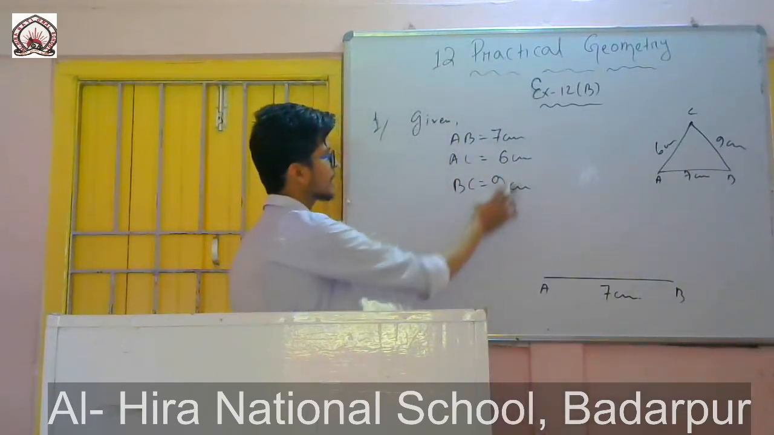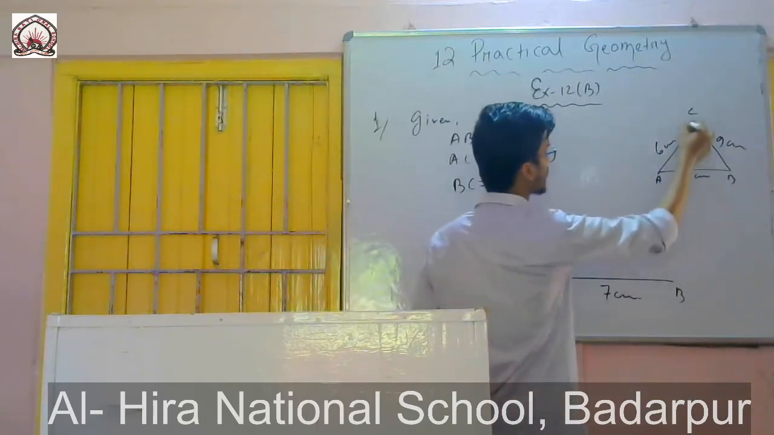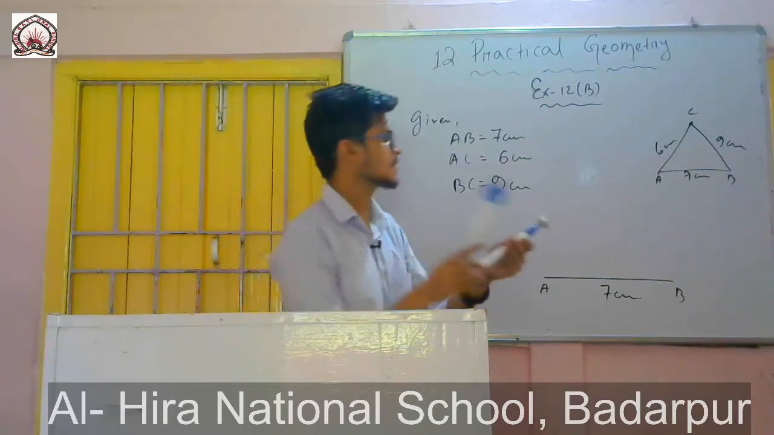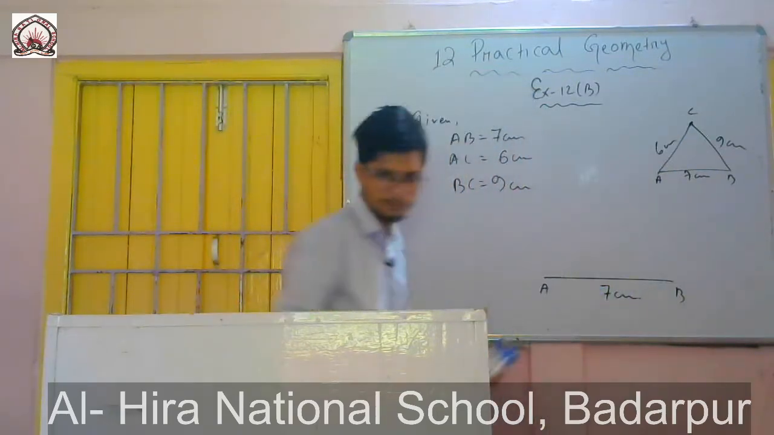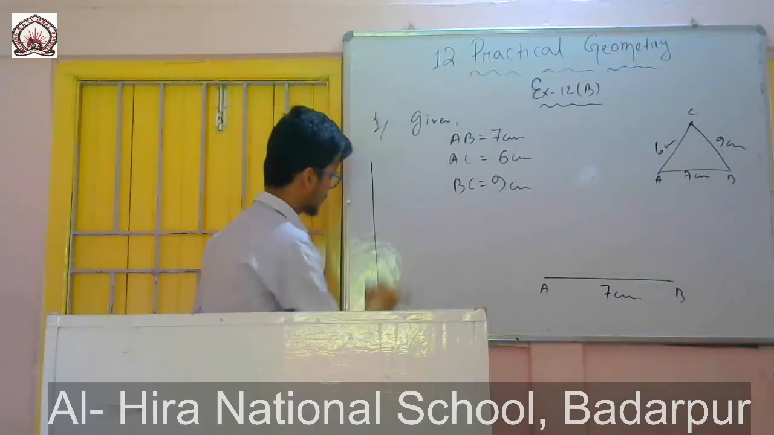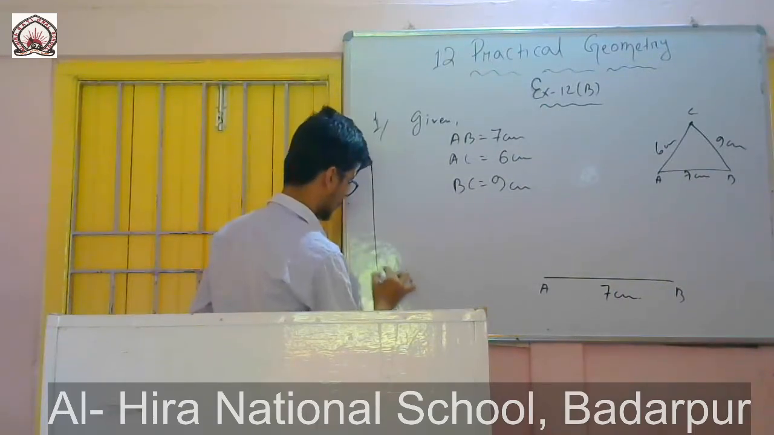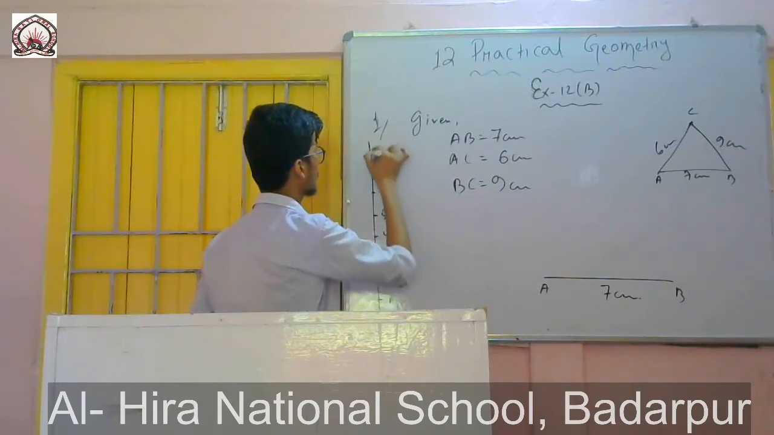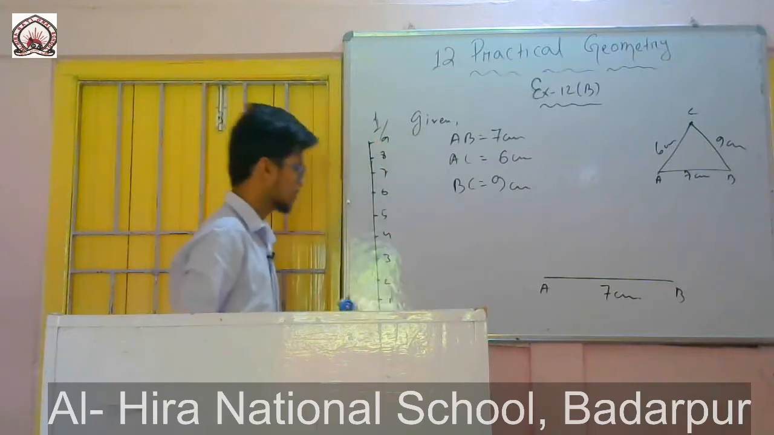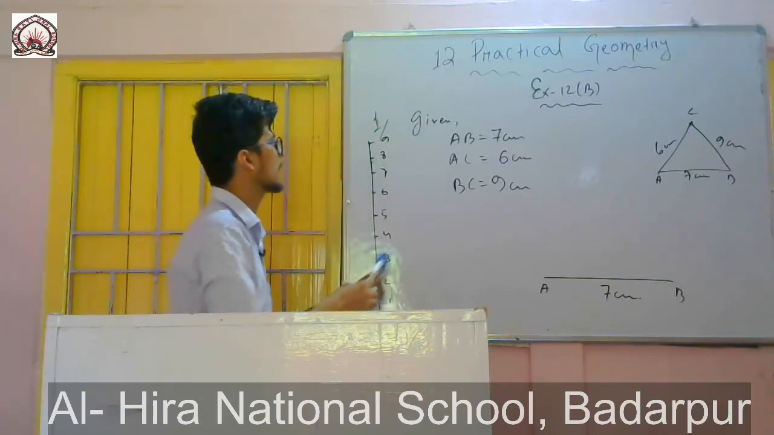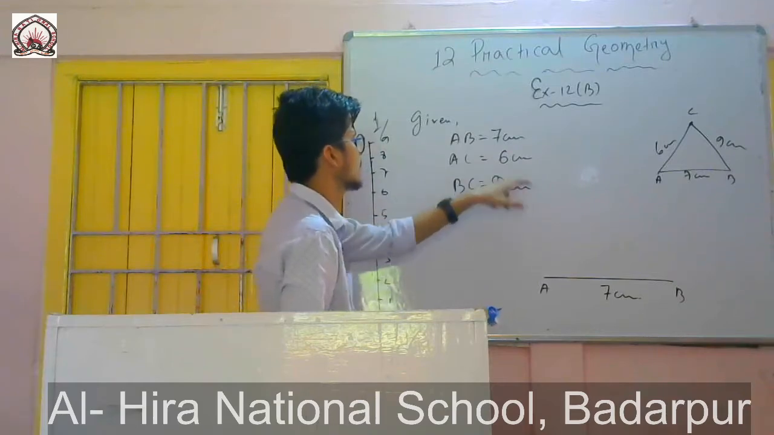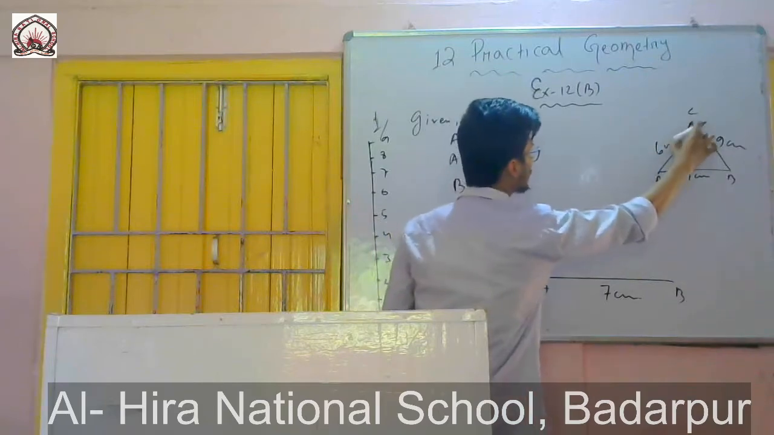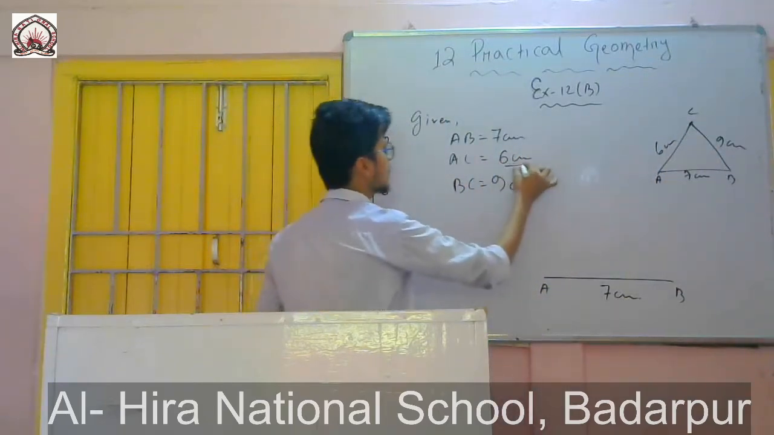The question says that AC is 6 centimeters. So I take my compass and take a radius of 6 centimeters. For example, just think this is my scale, marked 1, 2, 3, 4, 5, 6, 7, 8, 9 like this. I will simply take this measurement of 6 centimeters. A is there and C will be somewhere there, so first I have to draw AC. AC's measurement is given as 6 centimeters.